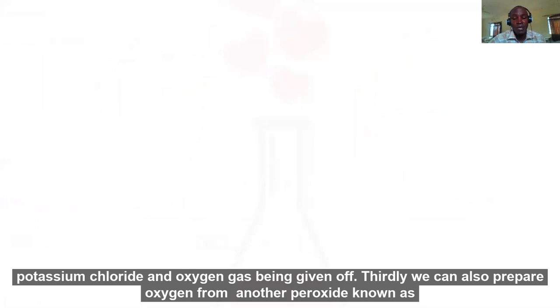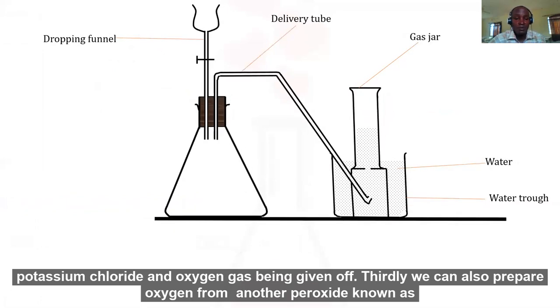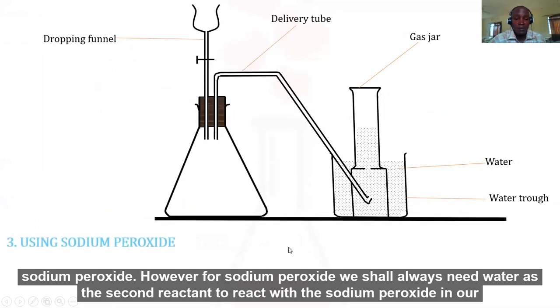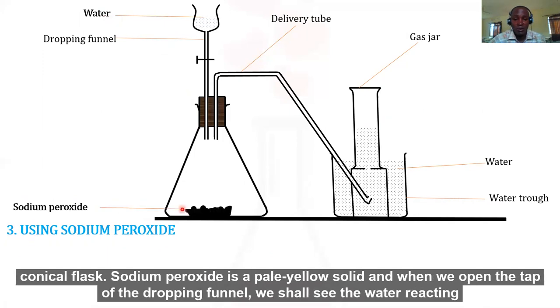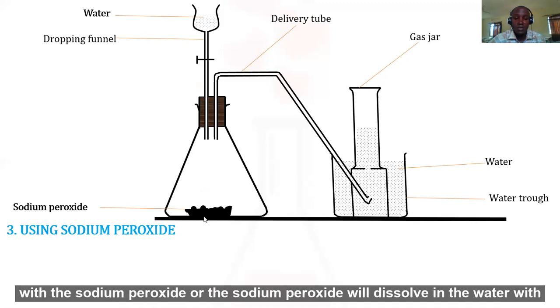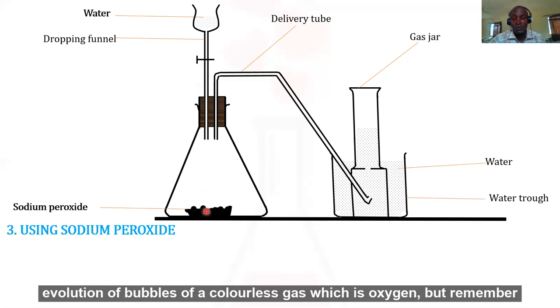Thirdly, we can also prepare oxygen from another peroxide known as sodium peroxide. However, for sodium peroxide, we shall always need water as the second reactant to react with the sodium peroxide in our conical flask. Sodium peroxide is a pale yellow solid, and when we open the tap of the dropping funnel, we shall see the water reacting with the sodium peroxide, or the sodium peroxide will dissolve in the water with evolution of bubbles of a colorless gas, which is oxygen.